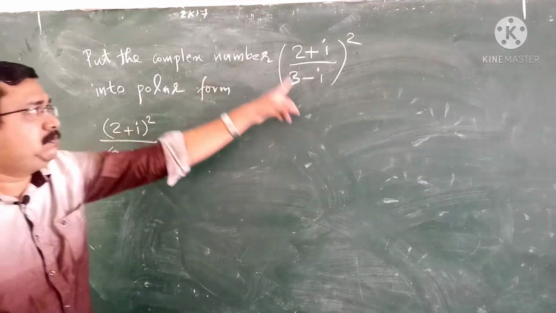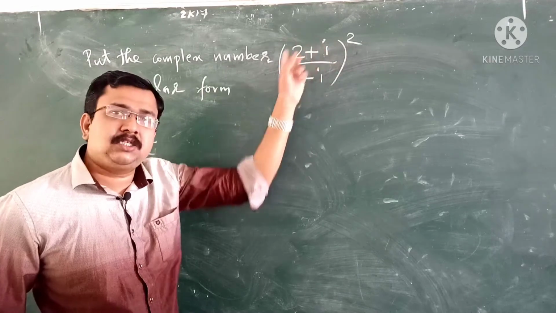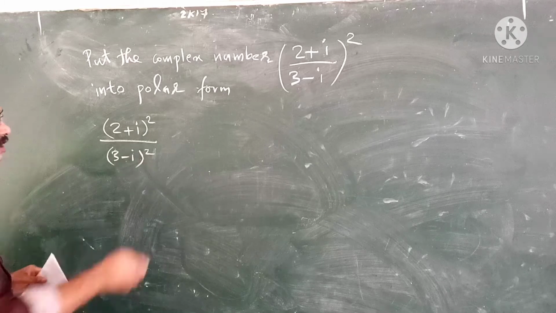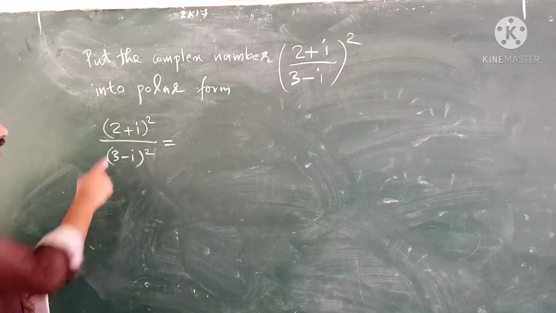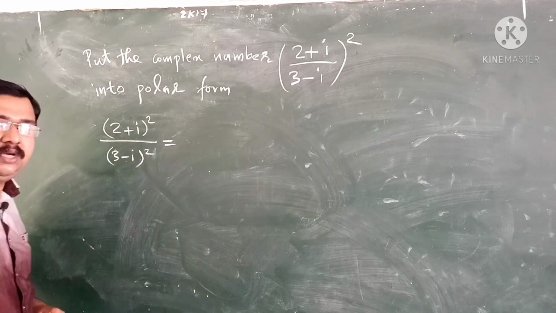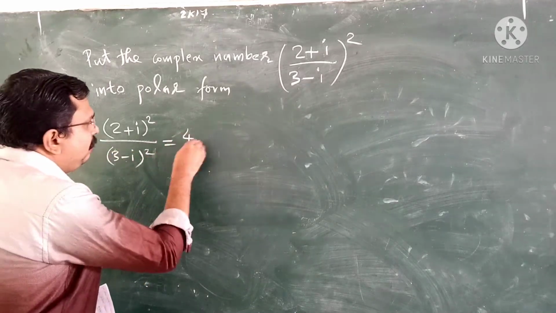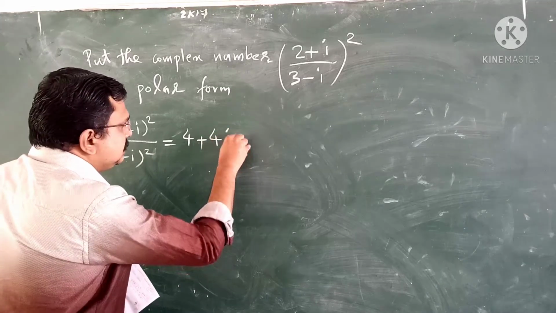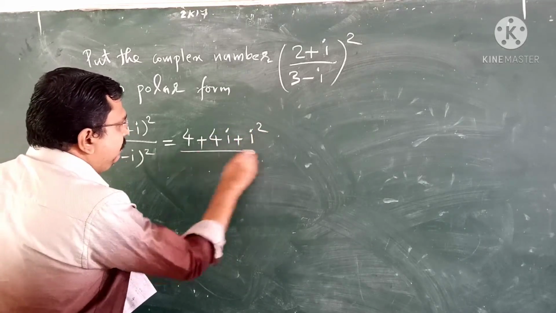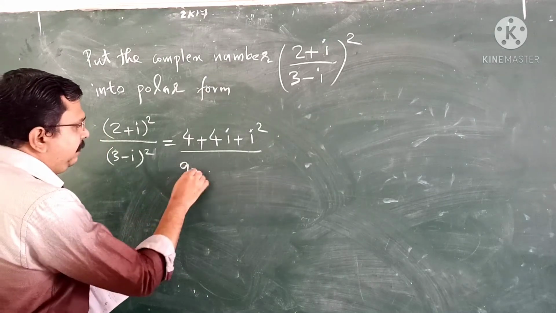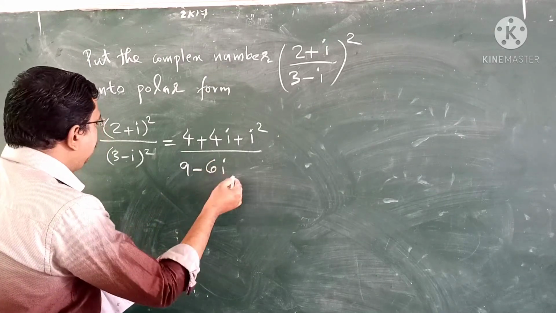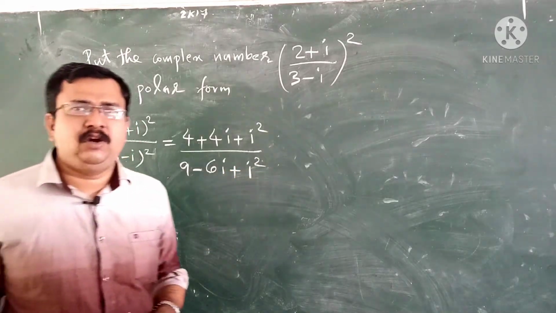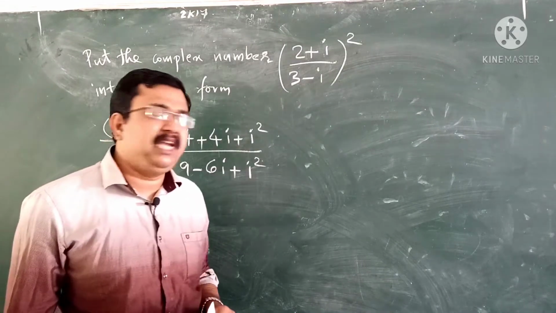Okay. A by b the whole square is a square by b square. Same model. 2 plus i square by 3 minus i square, which is equal to, this is a plus b the whole square, a square plus 2ab plus b square. Therefore, it will become 4 plus 4i plus i square divided by 9 minus 6i plus i square. Okay. What is i square? We know that the value of i square is minus 1.